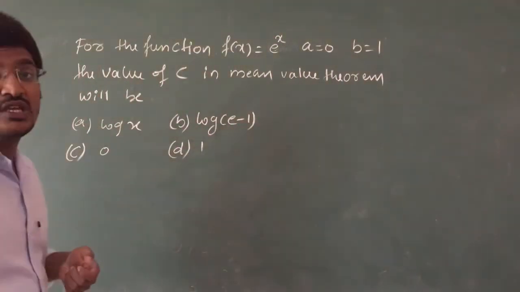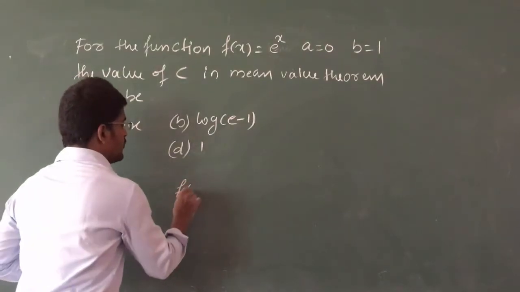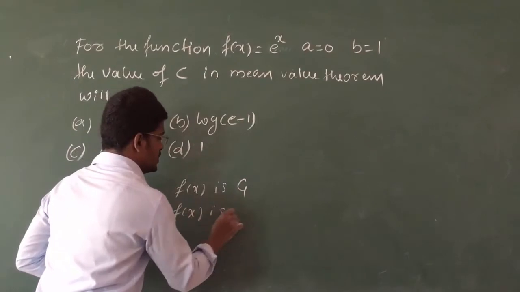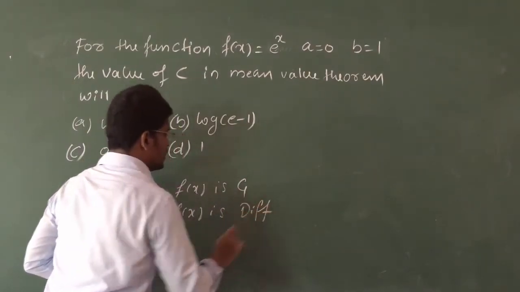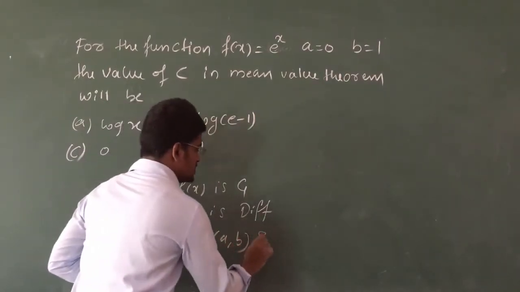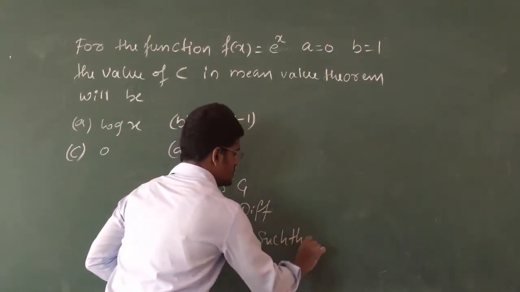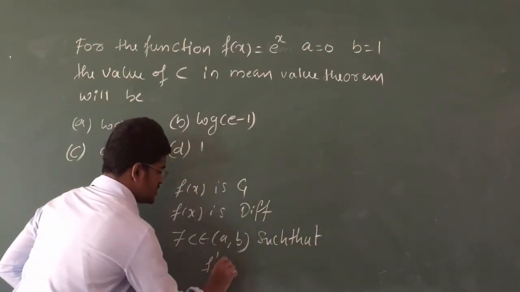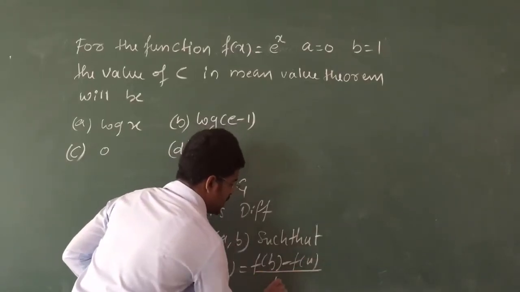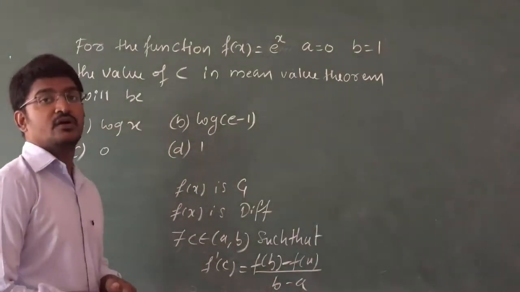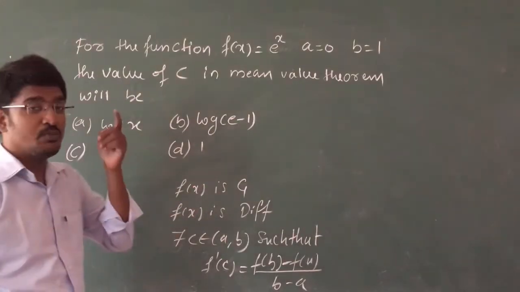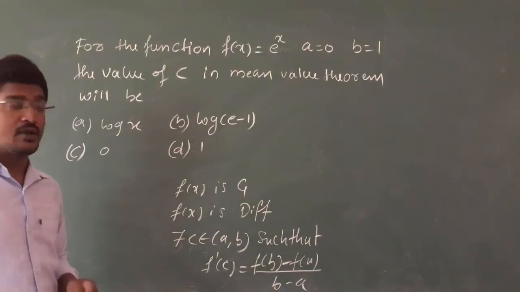What does Lagrange's mean value theorem tell? f(x) is continuous, f(x) is differentiable, then there exists c belongs to the open interval (a, b) such that f'(c) equals (f(b) minus f(a)) divided by (b minus a). Clear? So using all these conditions, we have to solve the problems on Lagrange's mean value theorem.